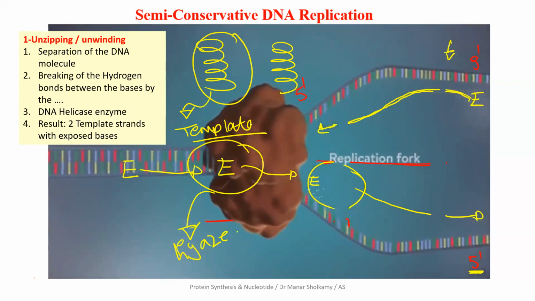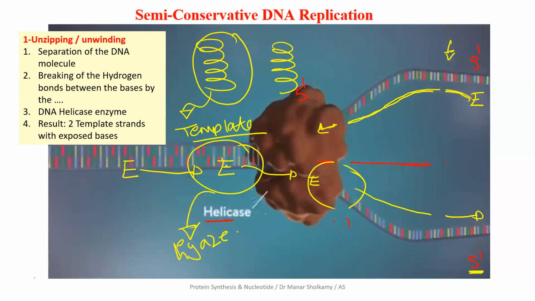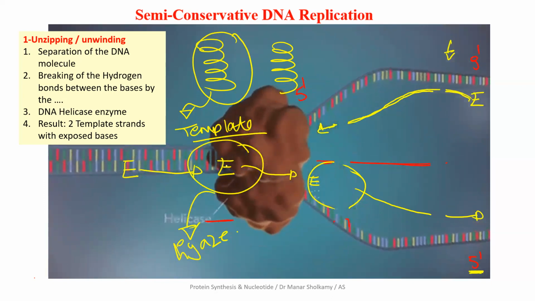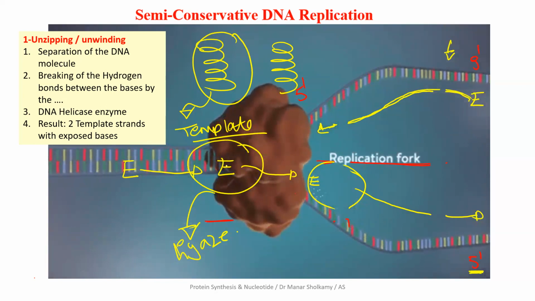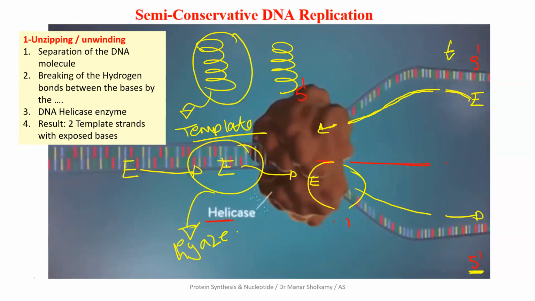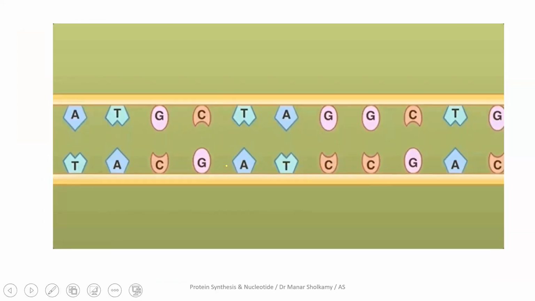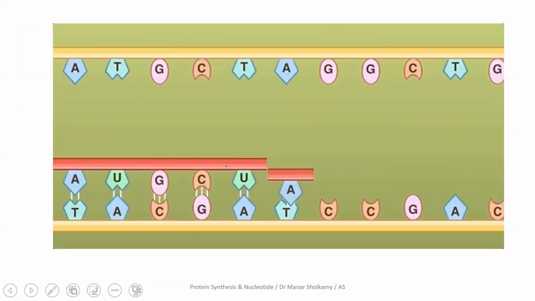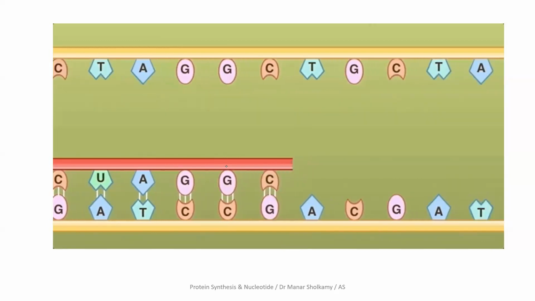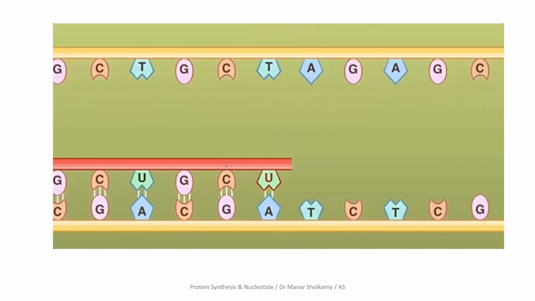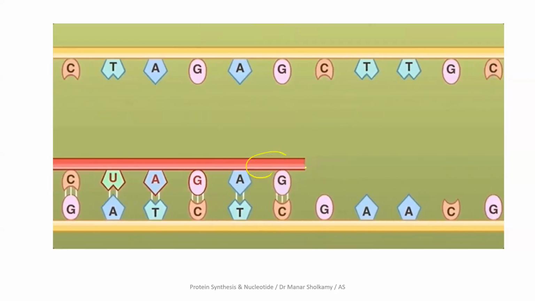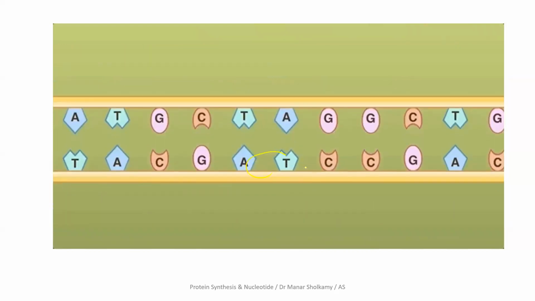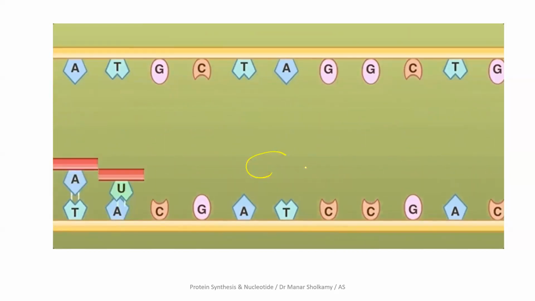It joins the Okazaki fragments together, the phosphodiester bond of the Okazaki fragment and the sugar phosphate backbone of the Okazaki fragment. Good. Now let's look at it in all steps. This is the unwinding and the unzipping, breaking the hydrogen bonds by the help of the DNA helicase. These are the free activated nucleotides.